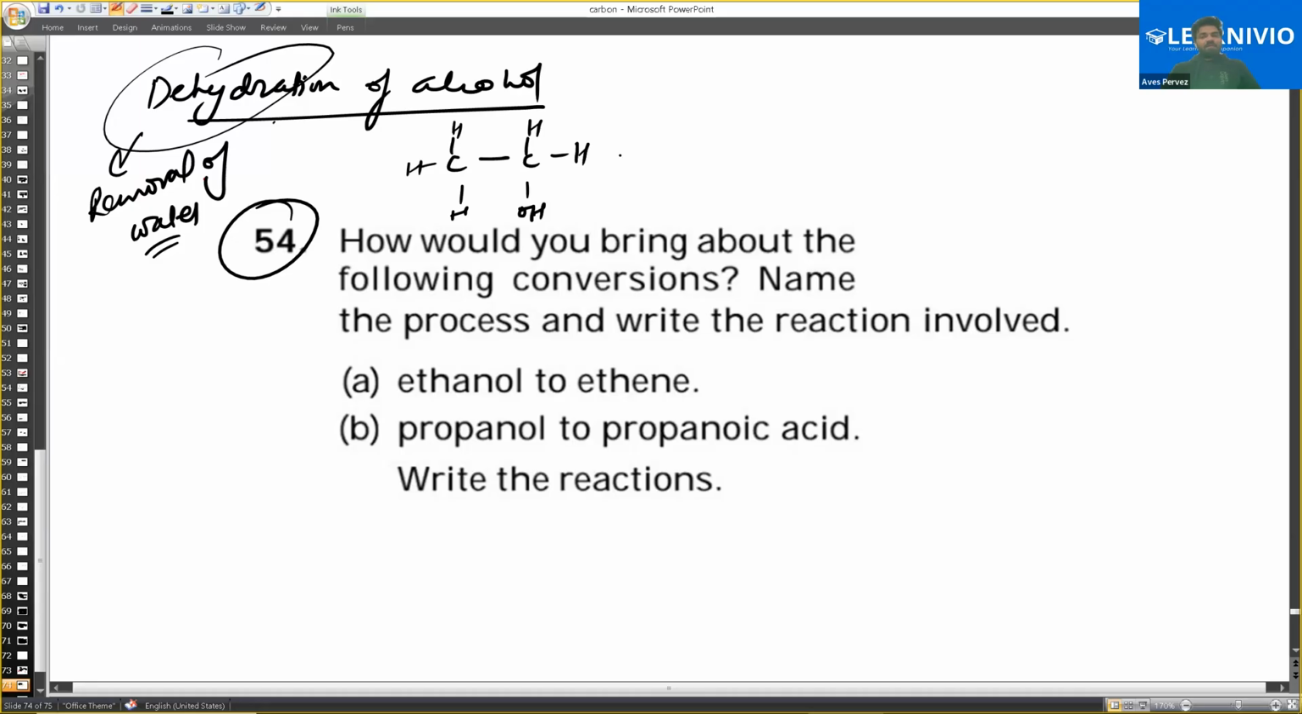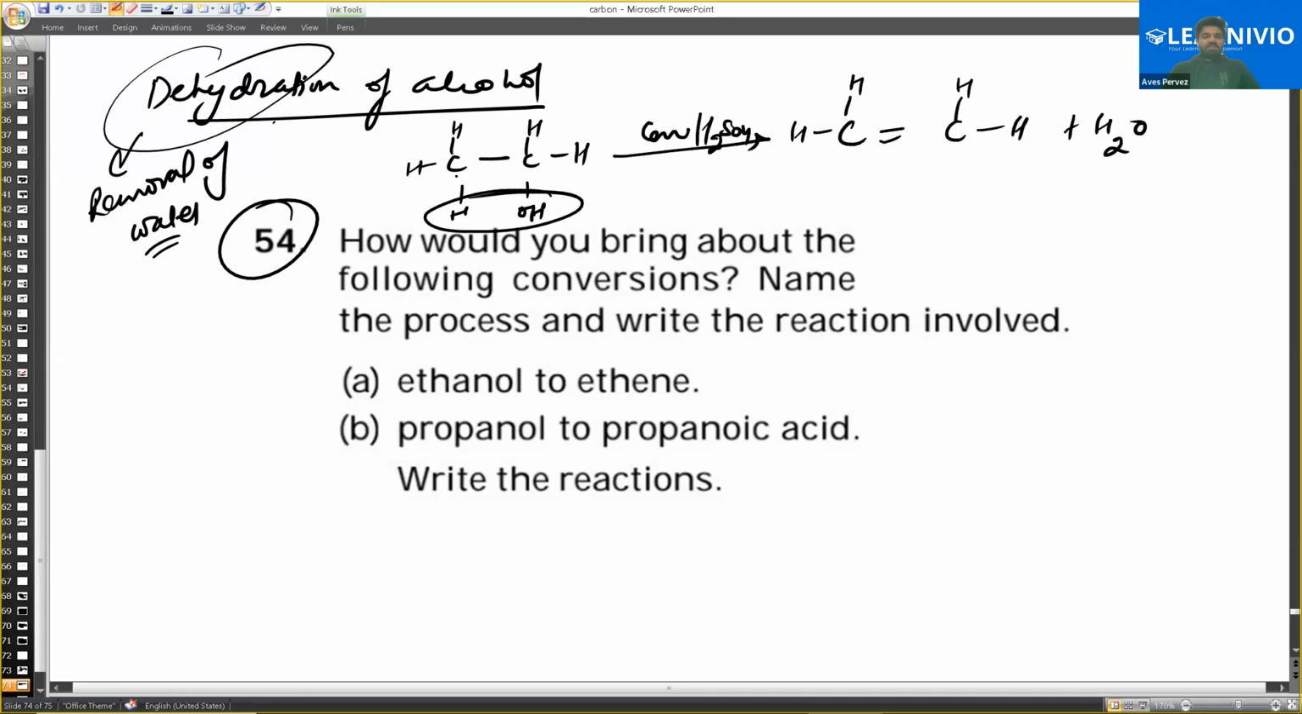So for better understanding, I'm writing it here. Then if I'm adding it to concentrated H2SO4, it will remove this water from it. It will form C double bond C, plus water. So the water will be removed, one valency from this one will be removed, and then it will form water. So this is ethene. The reaction name is dehydration of alcohol. Any alcohol, when you pass it with concentrated H2SO4, it will remove the water and form alkene.